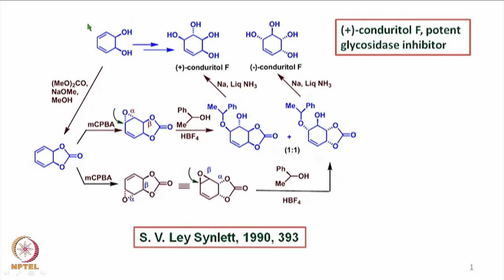For example, this particular type of molecule which has a plane of symmetry and has been procured from benzene by Pseudomonas putida based oxidation, has been converted into plus conduritol F, which is a naturally occurring potent glycosidase inhibitor, and its mirror image, which is minus conduritol F. What has been done is to protect these two hydroxy groups in the form of the corresponding carbonate by reacting with dimethyl carbonate with sodium methoxide in methanol.